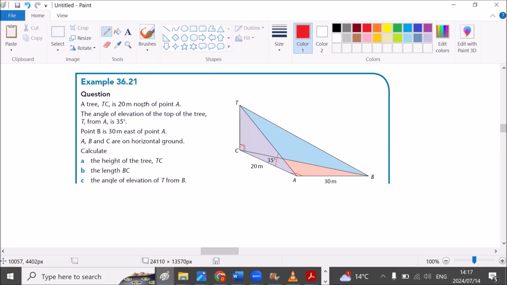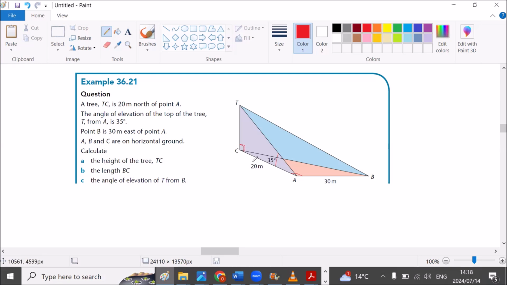Let's look at this question. A tree, TC, is 20 meters north of point A. 20 meters in the northern direction. The angle of elevation of the top of the tree, T, from A is 35 degrees. The point B is 30 meters east of point A. A, B, and C are on horizontal ground. Calculate the height of the tree.